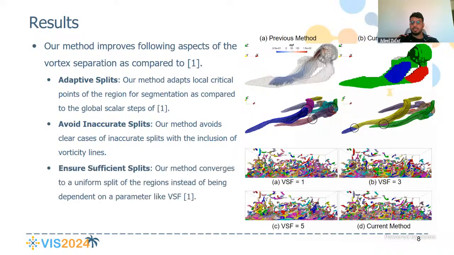Third is ensuring sufficient splits. In the previous work, due to the use of a VSF parameter, a region could result in different splits depending on the value of VSF being used, as shown by different colors in the highlighted area of figures A, B, and C. Our method is not dependent on any such parameter, which makes our results more uniform.